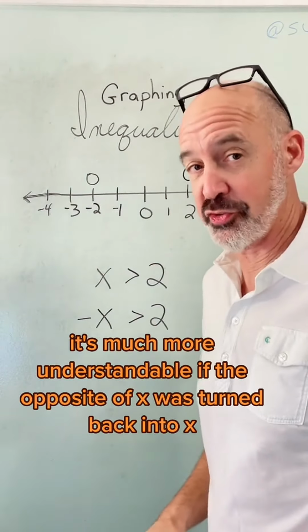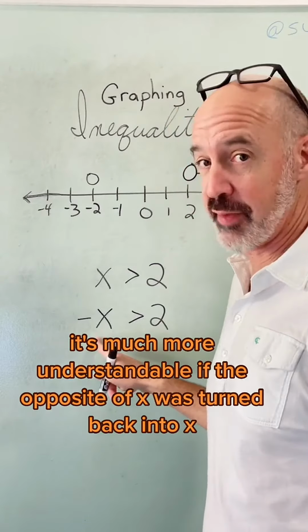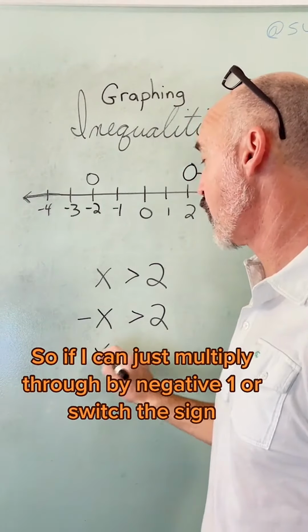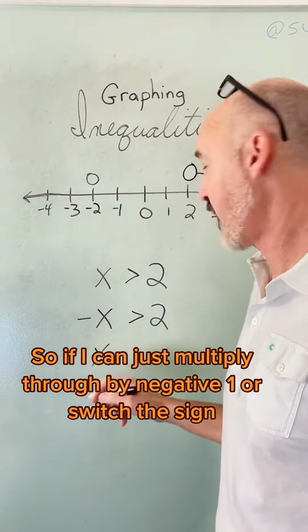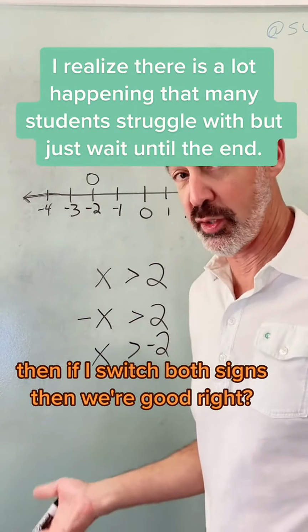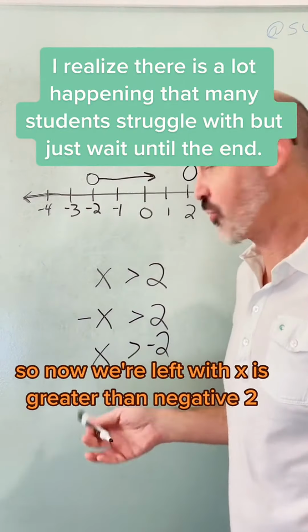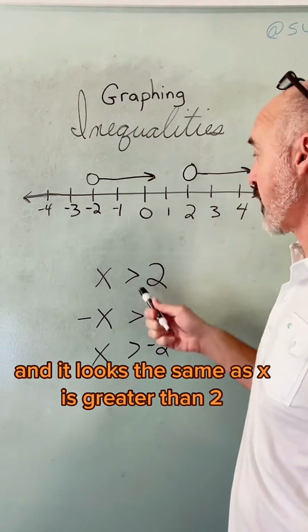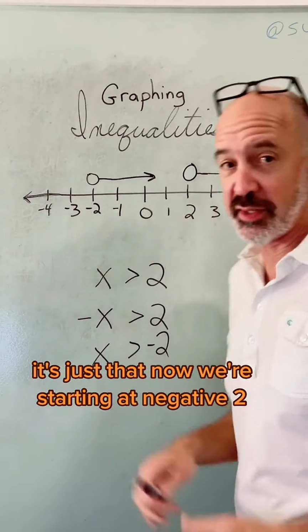It's much more understandable if the opposite of x was turned back into x. So if I can just multiply through by -1 or switch the sign, then if I switch both signs, we're good, right? So now we're left with x is greater than -2, and it looks the same as x is greater than 2, it's just that now we're starting at -2.